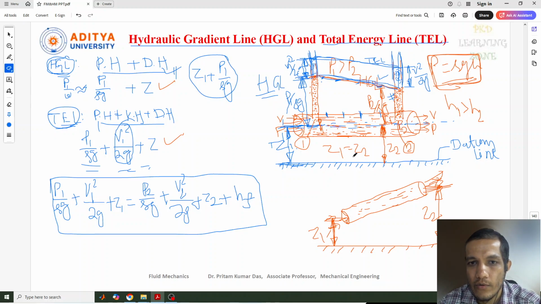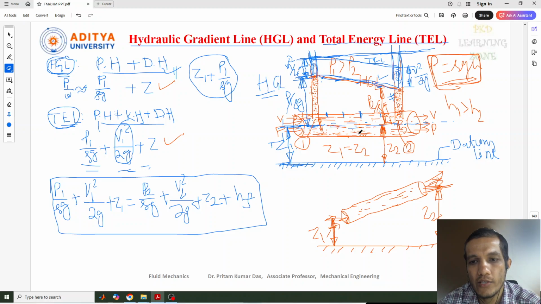Okay. Now this is about the hydraulic gradient line and total energy line. When there is a fluid flow, this is the total energy line. If I draw the total energy line sloping like this, it happens because of the losses, the energy losses in the fluid flow. That's why the velocity and pressure values decrease, and there is a difference in pressure value and difference in velocity value. That's why these differences came.